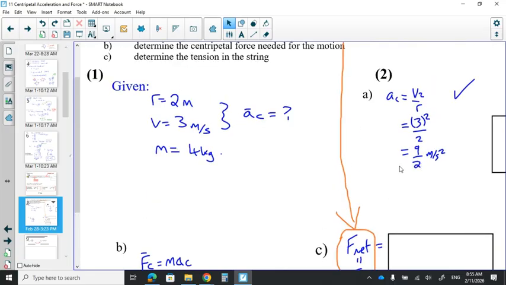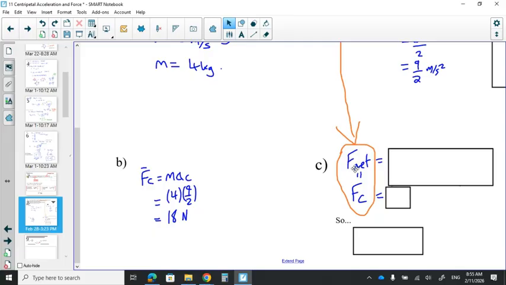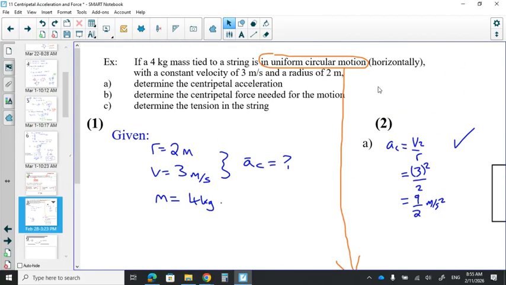And now for our tension in the string. We've got this horizontal uniform circular motion. Let me just draw a little diagram here for you, sort of a three-dimensional view of horizontal uniform circular motion.